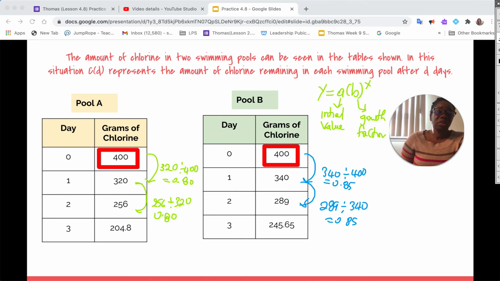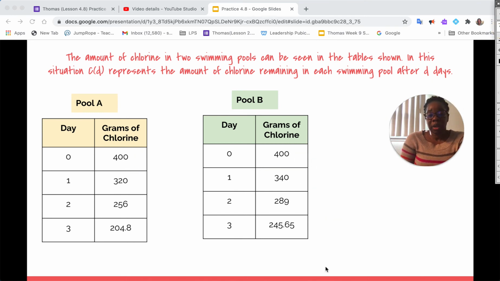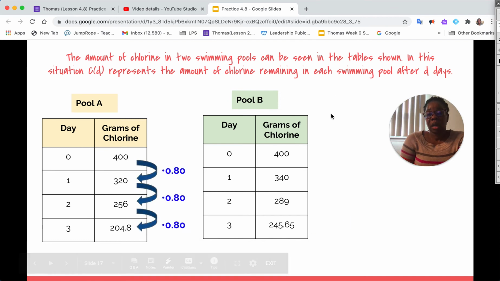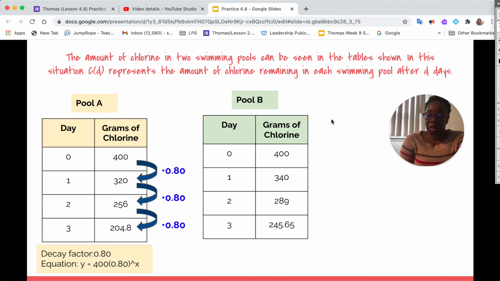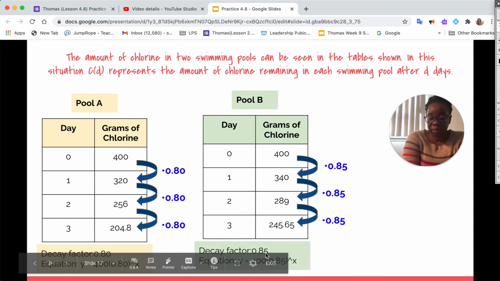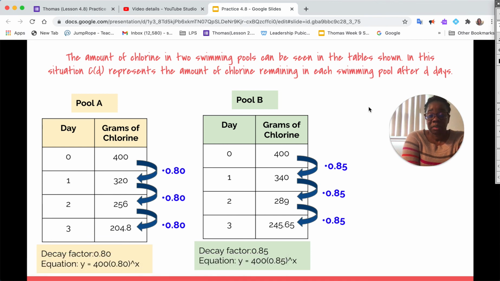We can write the equations for both of these lines. So here's what we end up getting. For the first table, we're seeing that the growth factor was 0.80, which means the equation is going to be y is equal to 400 times 0.80 raised to the x. And for table B, we found out that the initial value was 400 and the decay factor was 0.85. So it means that the equation is y is equal to 400 times 0.85 raised to the x.